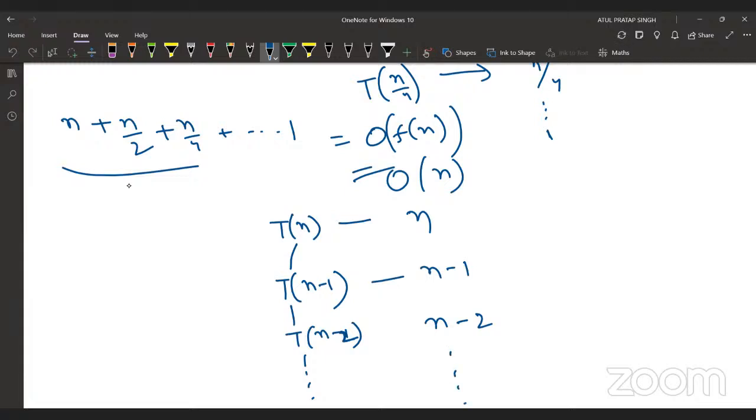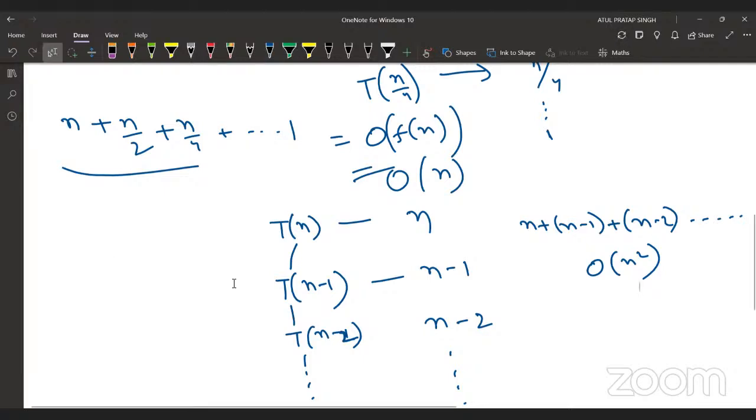So we can add this series: n plus n-1 plus n-2, like this. We will get a total complexity of n square. We have already seen this type of series in selection sort and insertion sort. So this is the worst case of quick sort also. And how can we improve this quick select and also quick sort?